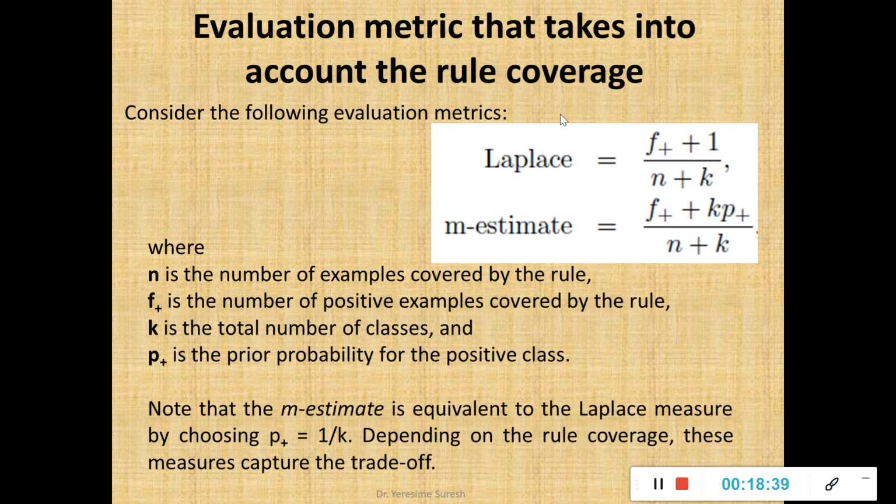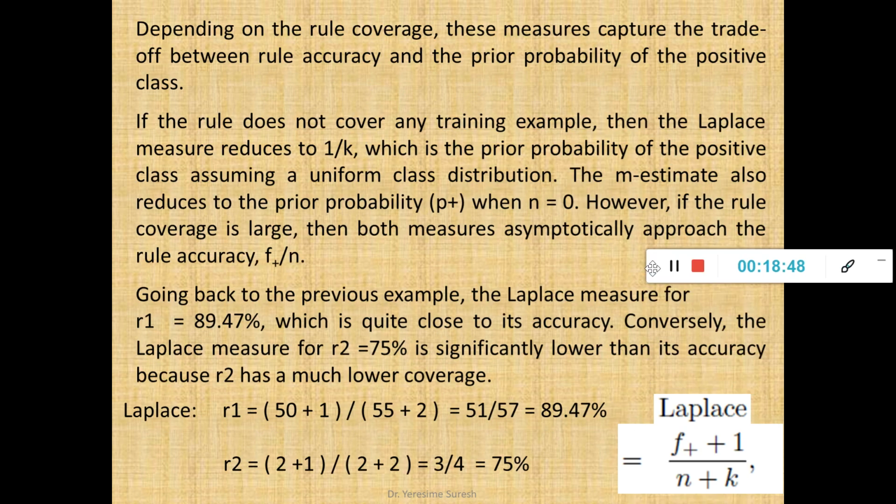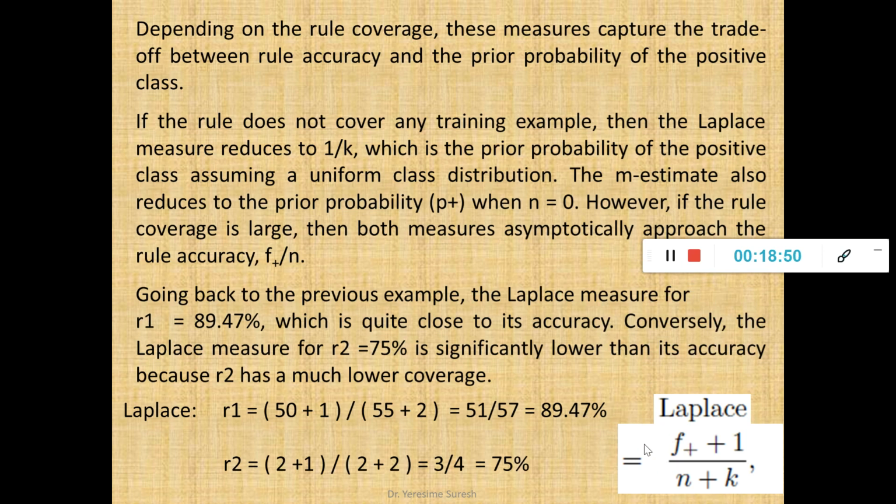So now we will try to solve the Laplace approach for finding the evaluation metric, which considers the rule coverage also, for the same example that we have discussed for the likelihood statistic. Fine. So I have noted the Laplace formula here, f plus 1 divided by n plus k. I repeat, n stands for the total number of examples covered by the rule. F plus indicates the total number of positive examples covered by the rule, where k is the number of classes. That is what has been written here. With respect to M estimate, the same description is given.